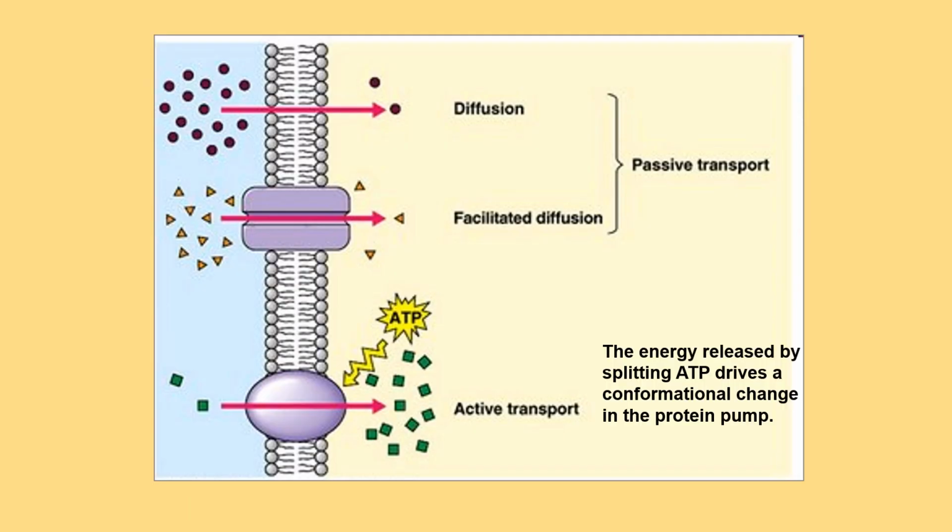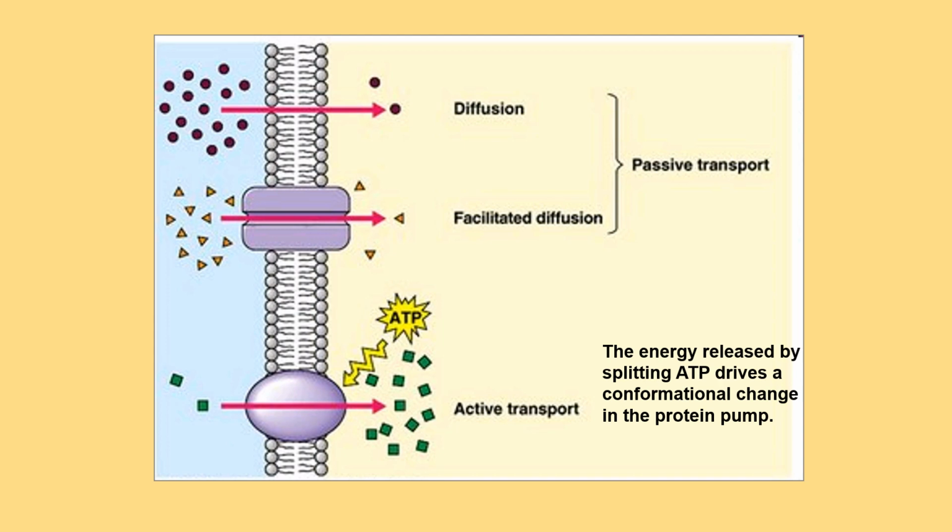We can use this image to compare and contrast two mechanisms of passive transport with the mechanism that we're currently talking about, which is primary active transport. So moving from top to bottom, the top two mechanisms are passive because the cell does not need to spend any ATP. And notice that the substances move downhill or along their concentration gradients from an area of high concentration to an area of low concentration.